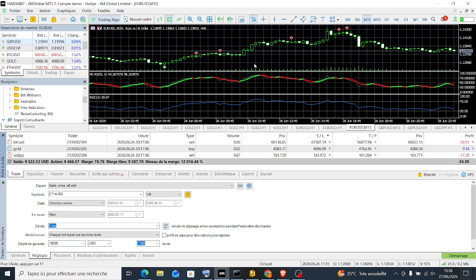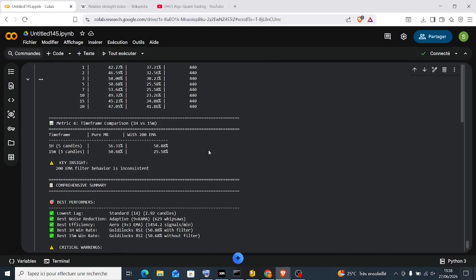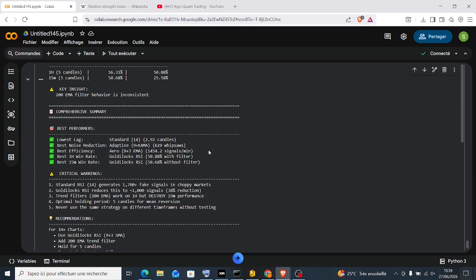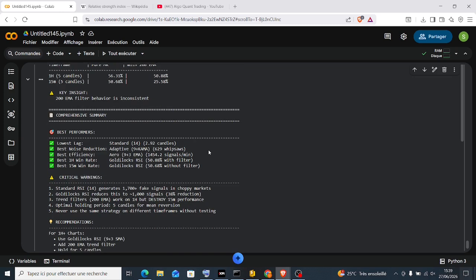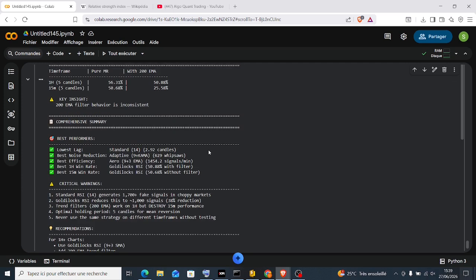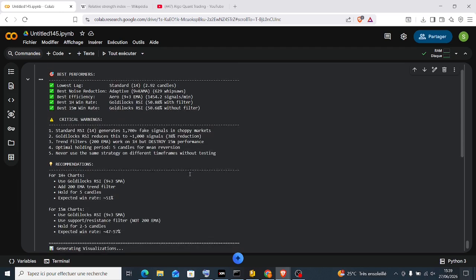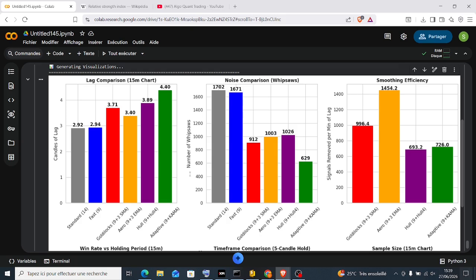Let's look at the actual performance data. On the EURUSD 15-minute chart, using the Goldilocks RSI with a 5-candle holding period, pure mean reversion, buying when RSI is below 30 with no filter, produced a win rate of 47.5% across 448 trades. Adding the 200 EMA trend filter dropped it to 34.6% across just 52 trades. But on the 1 hour chart, the same trend filter boosted the win rate to 51.3%.